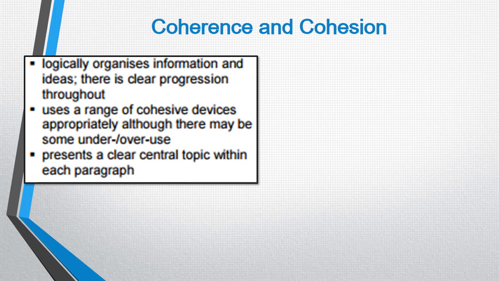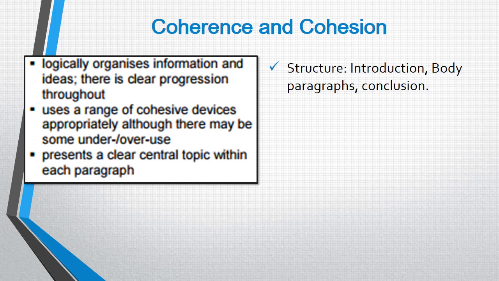Let's have a look at coherence and cohesion now. To score a Band 7 for this criteria, you need to logically organise information and ideas and show clear progression throughout. Essentially, this is talking about the structure of your essay. Really, all you need to do is have an introduction, have main body paragraphs, and follow this with a conclusion. This is the logical way to organise your essays.